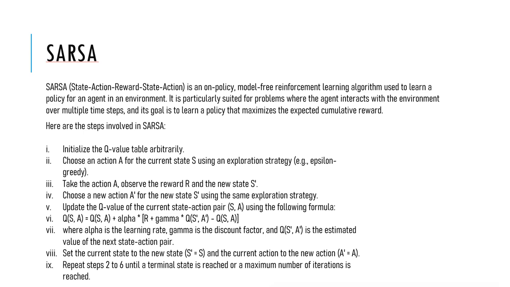Followed by that, we choose the next action using the same exploration-exploitation policy and update the Q value of the previous state-action pair using the observed reward and the estimated value of the next state-action pair. Then we set the current state and action to the next state and action, and we repeat until convergence, or a predefined number of episodes. So this is the whole working of SARSA and how it is different from other temporal difference algorithms like Q learning.